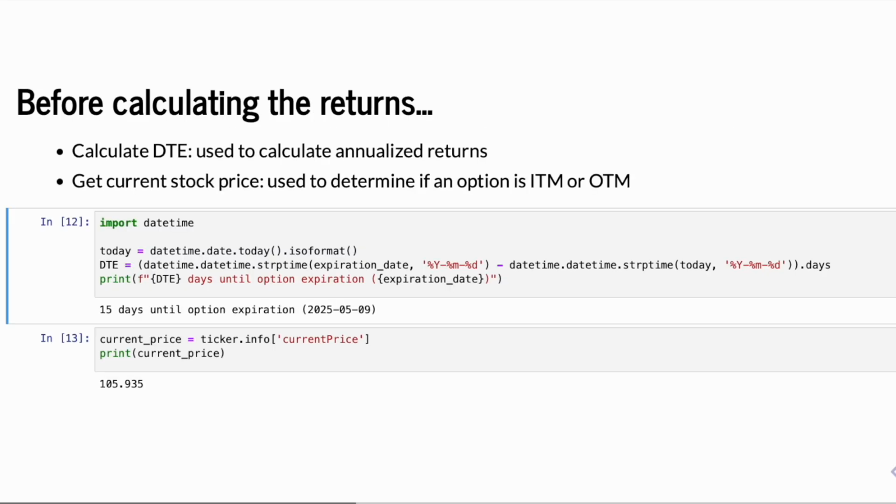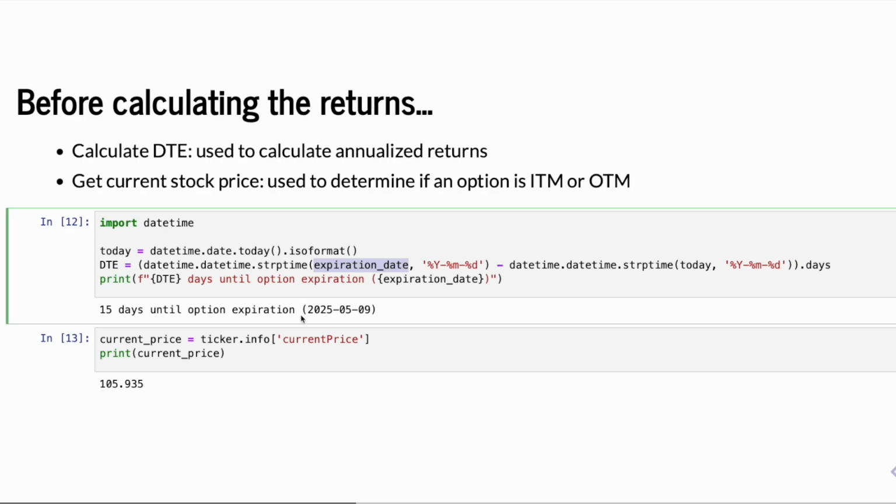Before we can calculate the returns, we need to take care of a few things. First, we need to calculate the DTE, or days to expiration. And this is important because we will use DTE to calculate the annualized returns. To get DTE, we will find the number of days between the current date and our expiration.